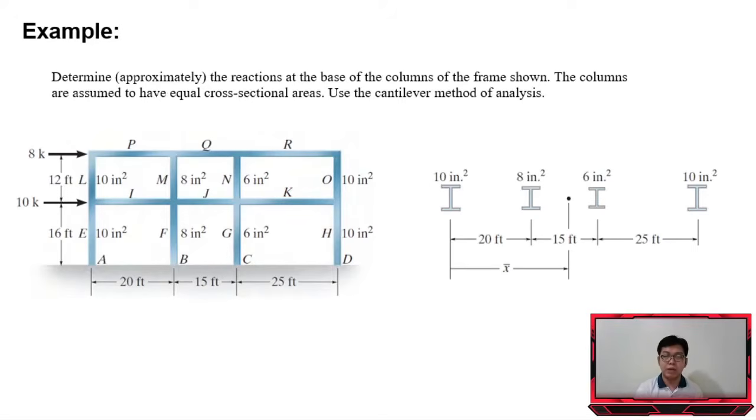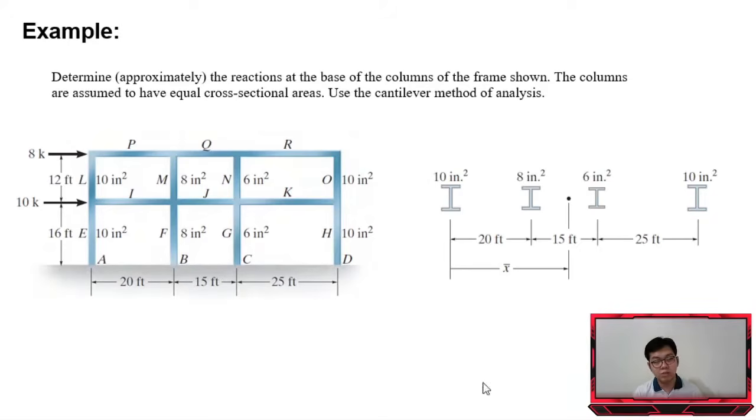Wala tayong areas na ibinigay sa column. Meaning, we assume that the columns have equal cross-section. Okay, since dito, kung mapapansin nyo, hindi equal yung cross-section. Ito, 10 inch squared, ito 8, ito 6, ito 10 inch squared naman, hindi equal. Okay, meaning, mas maganda gamitin yung cantilever method dito.